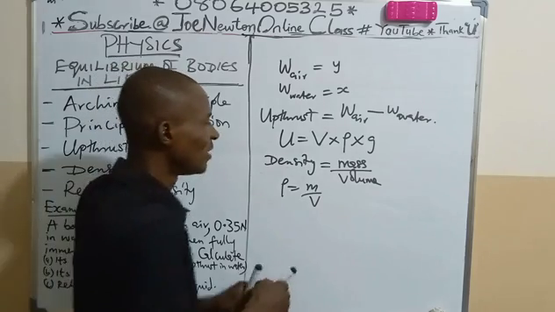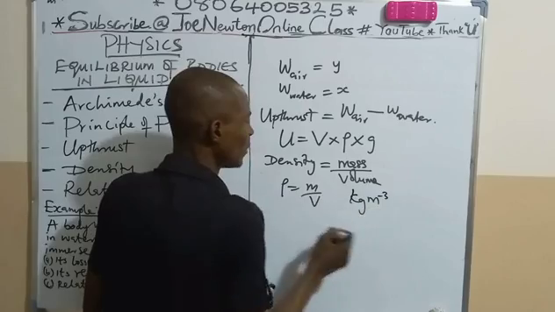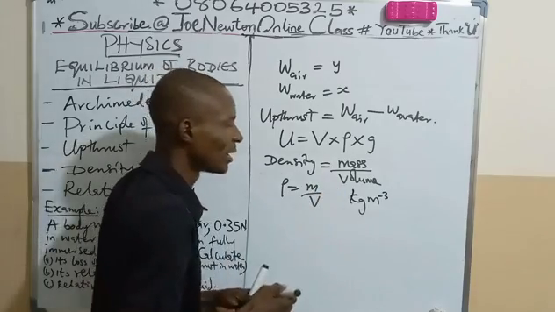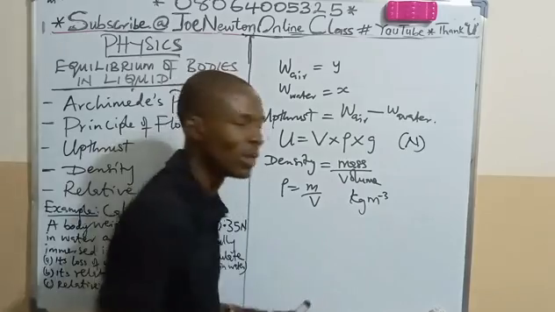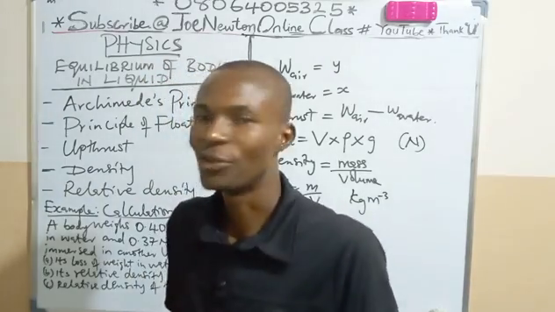Then the unit of density is kilogram per meter cube, because mass is in kilogram and volume is meter cube, and this is the ratio, that's density. Of course, the unit of upthrust is Newton, because it is a weight. It is Newton, it's a weight. Of course, unit of weight is Newton.